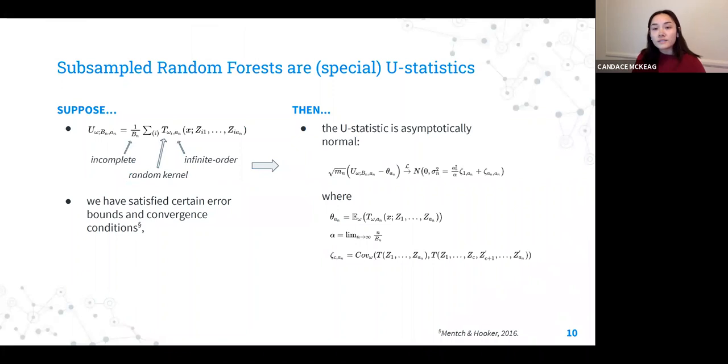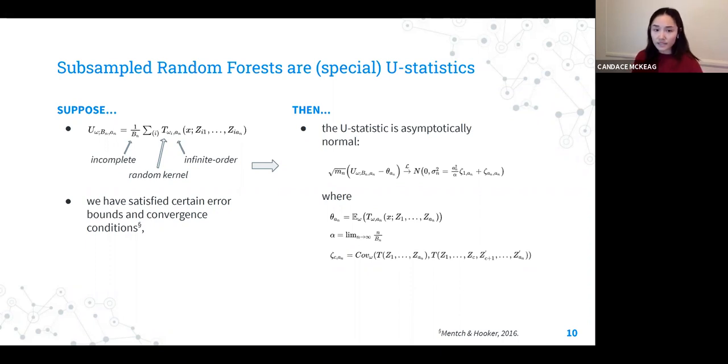So we can also show that these subsampled random forests are a special kind of U statistic. On the left, if we define this U statistic, you can see that the kernels are just the trees from the random forest estimator. So this itself is the random forest estimator. And since we are averaging over BN trees and not every possible subset from our sample, it's an incomplete U statistic. And also, since the trees are each dependent on their own randomization parameter, it's a random kernel U statistic. And also, since each tree is dependent on the subsample size, which is growing with n to infinity, it's an infinite order U statistic.